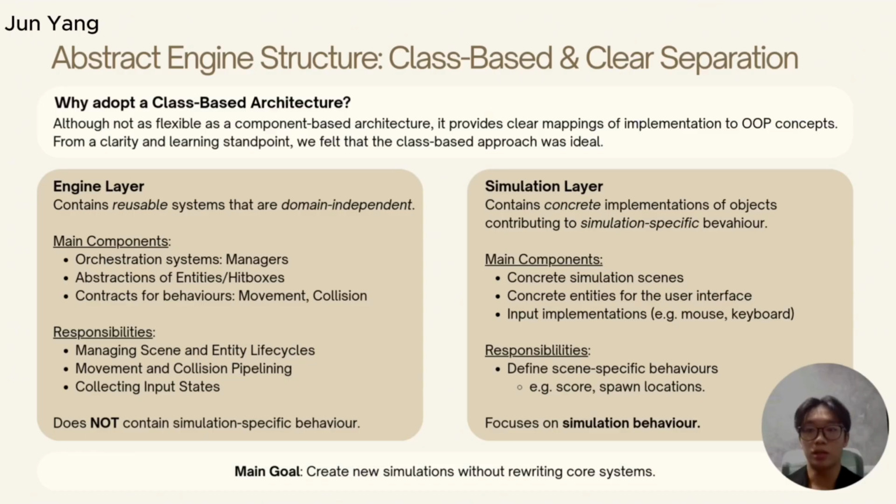I will now be sharing about our abstract engine structure. Our engine is built on a class-based architecture, which, while less flexible than a component-based approach, gives us clear, direct mappings to OOP concepts, ideal from a learning standpoint. The architecture is split into two distinct layers. The engine layer holds all the domain-independent systems, things like our managers, as well as the abstract entity classes and behavioral contracts. Critically, it contains no simulation-specific logic.